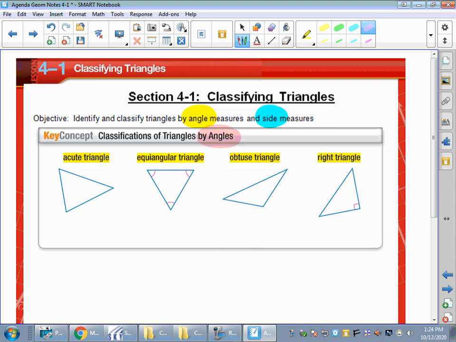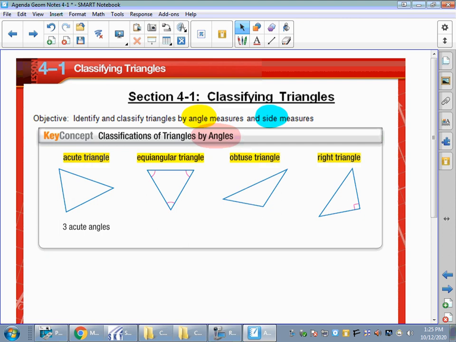So this first little box here is when we're looking at the angles. We don't really care about what the side lengths are or how they compare. So hopefully everybody knows what an acute triangle is. An acute triangle is all of our angles are less than 90 degrees. Oh, there it is. 3 acute angles. We don't know what they are. We just know they're all less than 90 degrees.